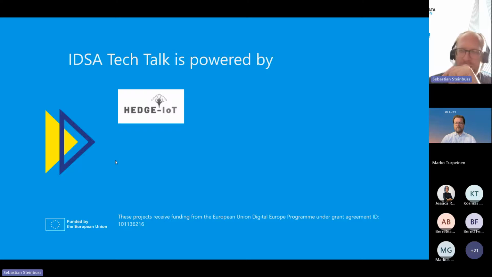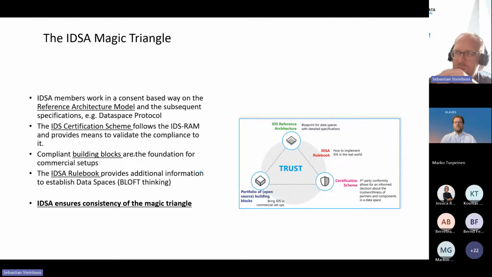Let me have one starting thing to set the scene a little bit before I hand over to you, Marko. So this is what you see on the right side here. This is our so-called magic triangle in IDSA, because it's not the rulebook that stands on its own. We have a couple of artifacts and deliverables inside IDSA. So the rulebook is the overarching concept that puts all the things together, explains what is a data space, what are the requirements towards a data space, why do we do data spaces? And then you will ask, how do I do data spaces?